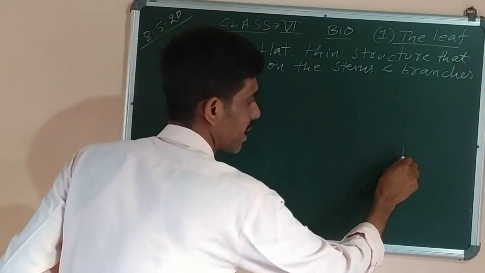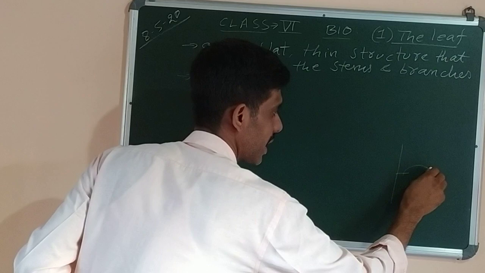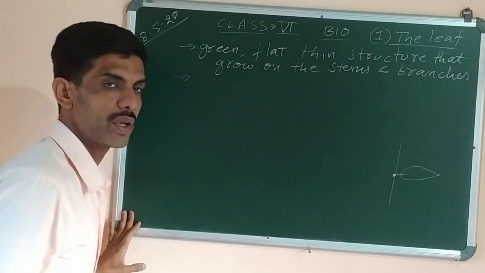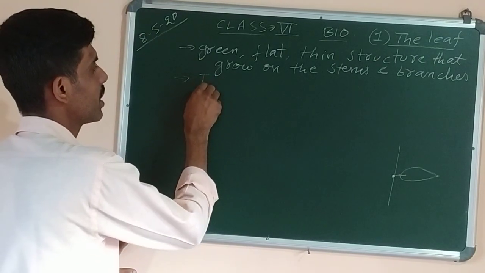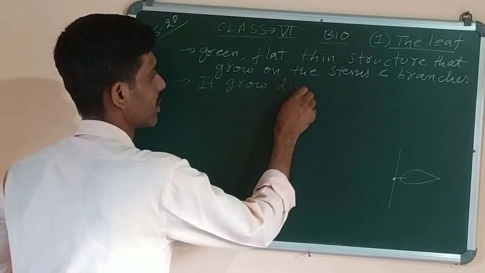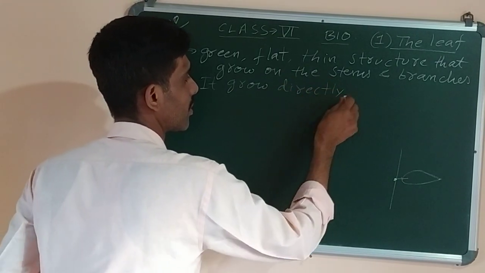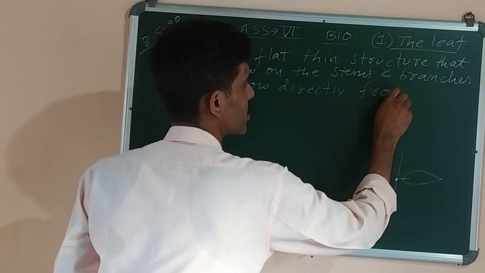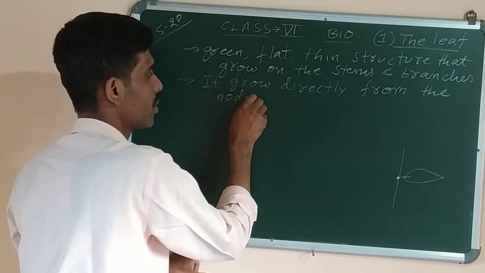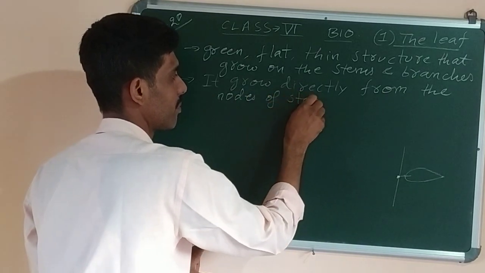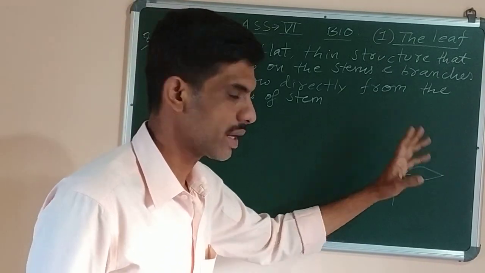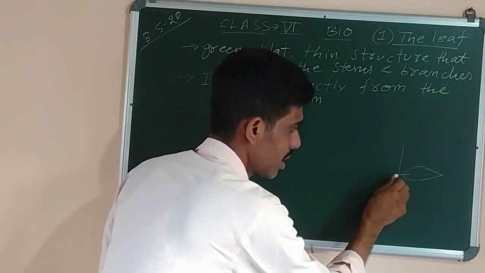Now, from where does the leaf grow? Like if you see this diagram, this is the stem. From the stem, directly the leaf will grow. So this part of the stem, from where the leaf grow, is called node. So it grow directly from the nodes of the stem. Leaves grow directly from the nodes of the stem. Node is a part of the stem from where the leaf arises. This structure is called node.